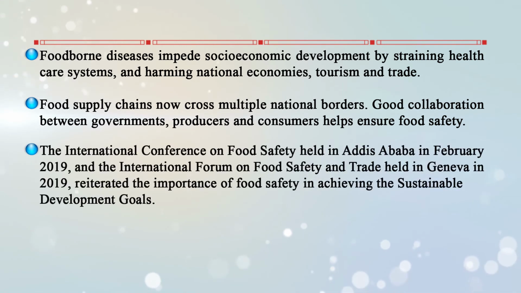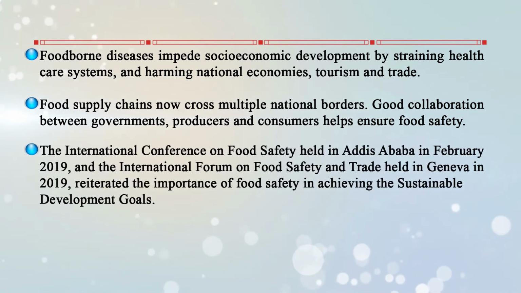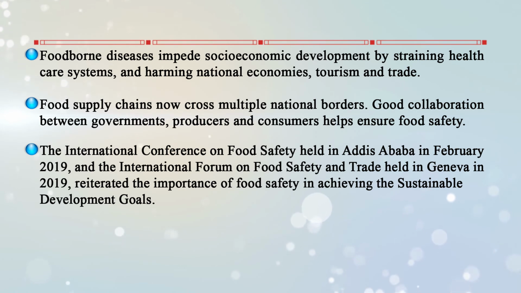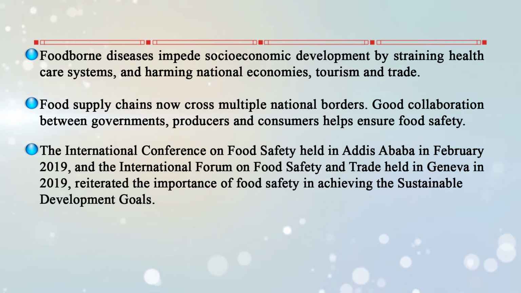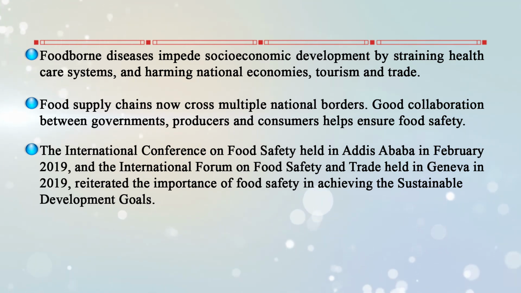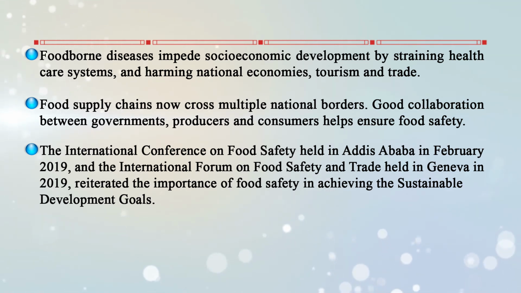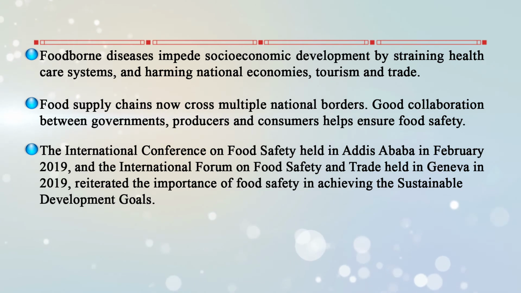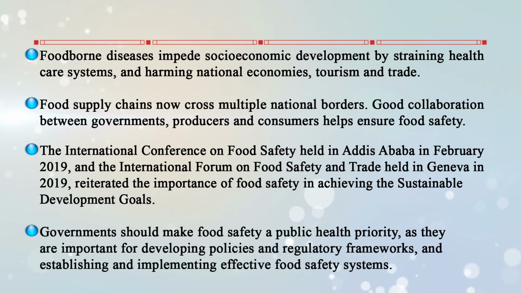The International Conference on Food Safety, which was held in 2019 in Addis Ababa, and the International Forum on Food Safety and Trade, which was held in Geneva in 2019, both reiterated the importance of food safety in achieving the sustainable development goals. So, governments should make food safety a public health priority, as they are important for developing policies and regulatory frameworks and establishing and implementing effective food safety systems.